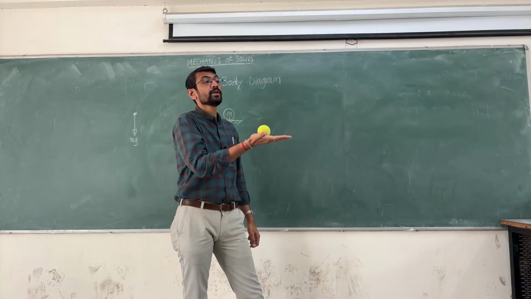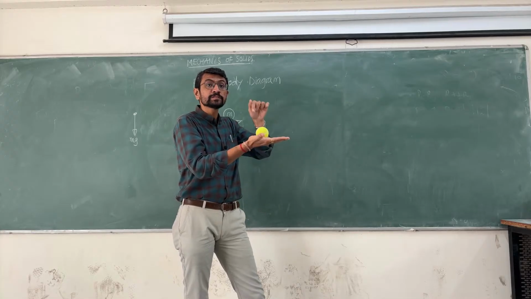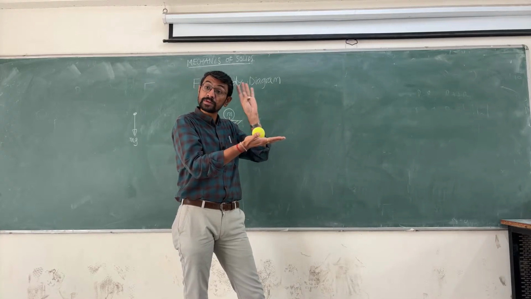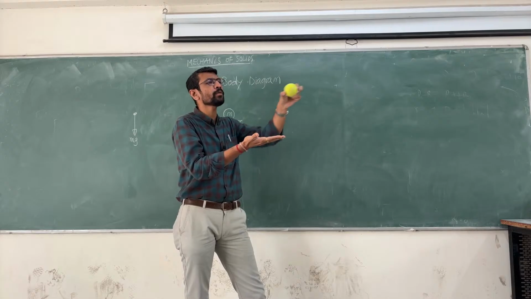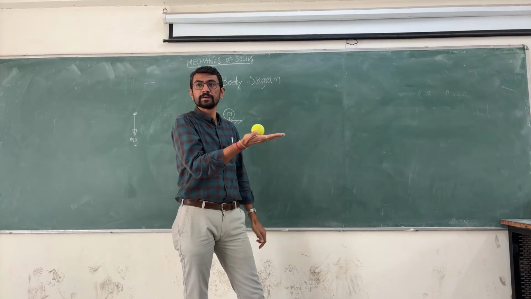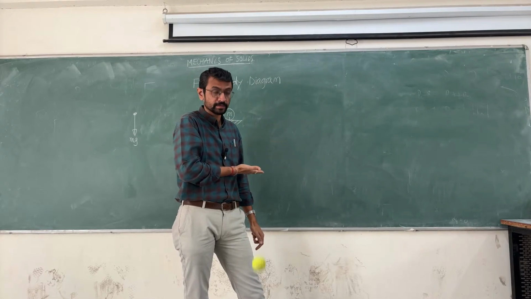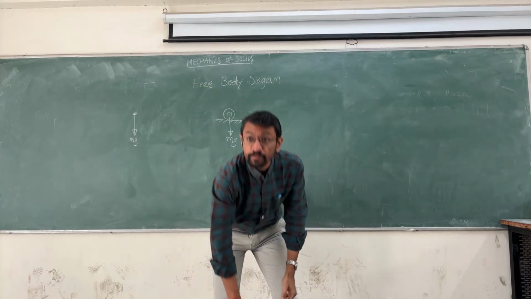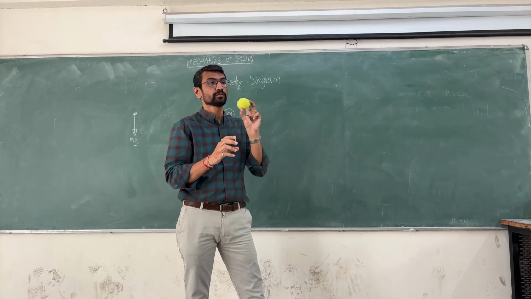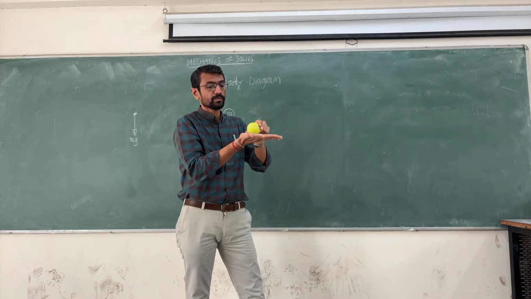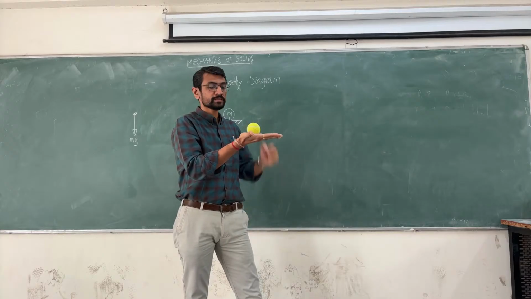Equilibrium means the summation of all the forces acting on this body is zero. That is the reason the ball is at a steady position. The moment the forces are imbalanced, it will move in the direction of the force. Now, what are the forces acting on this ball?